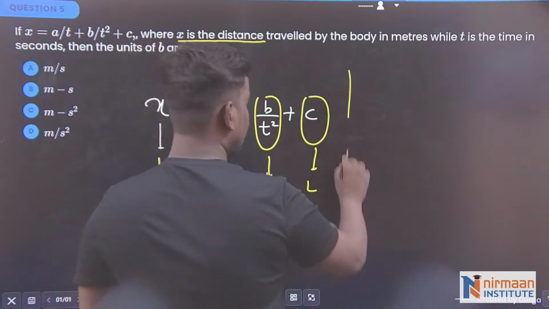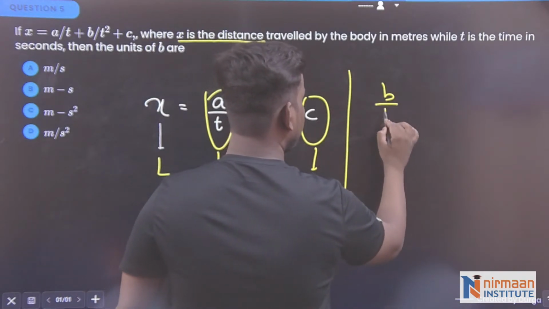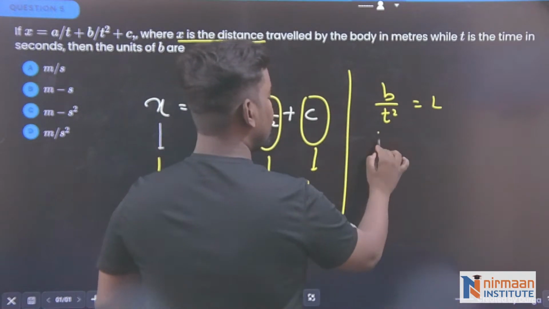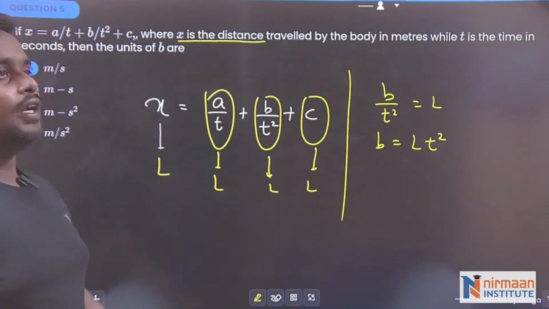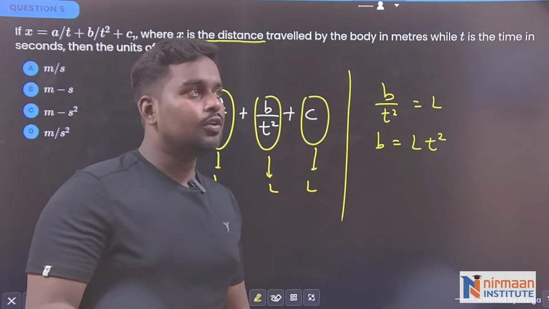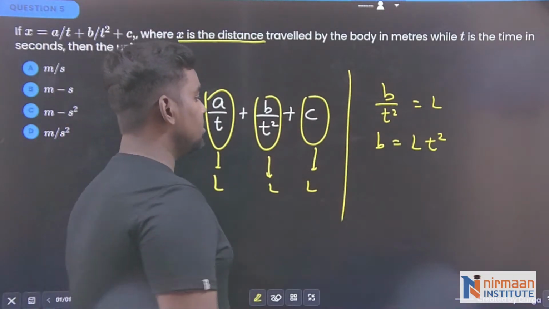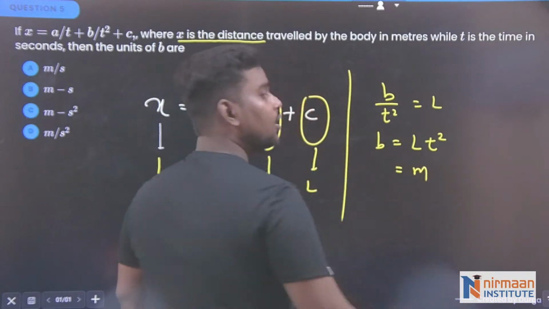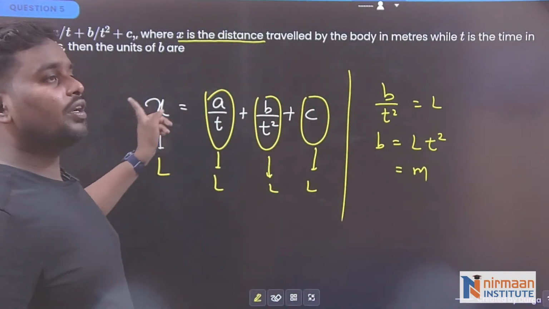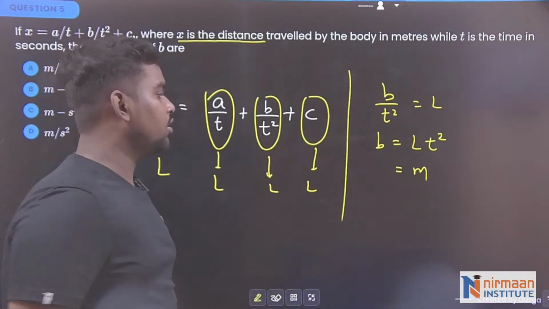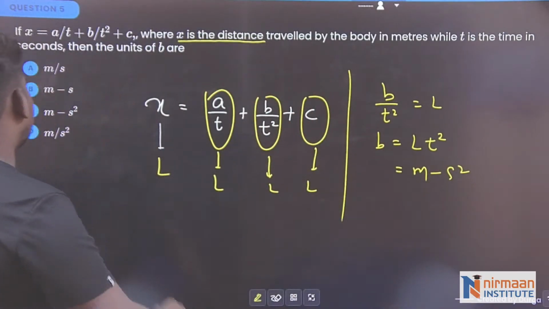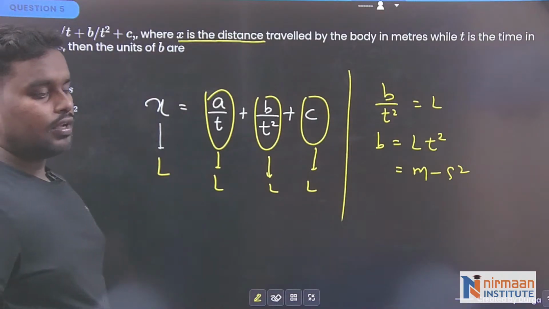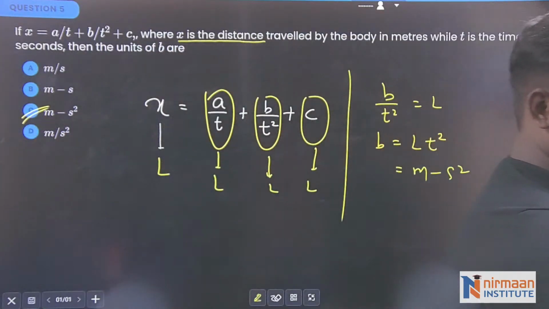So I can write B by T square is L. What is B? L T square. B is L T square. What is the unit of length? It is meter. Okay. And what is the unit of T square? T is second. It means second square. So it's meter into second square. Option C. I hope you got this. It's meter into second square. Option C.